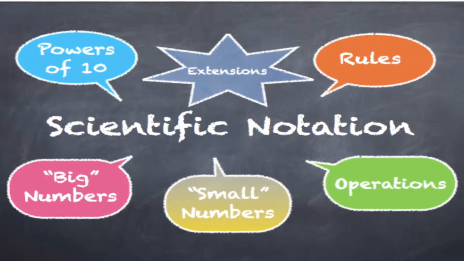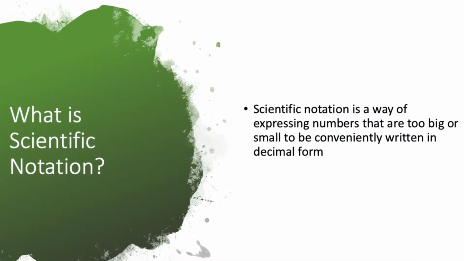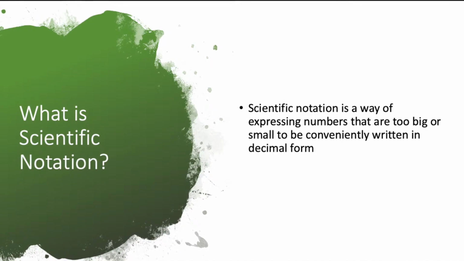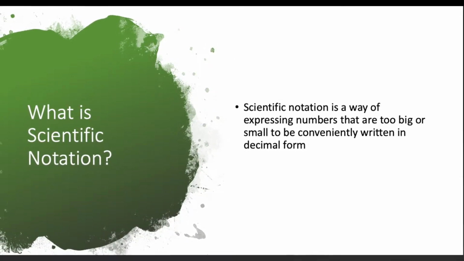This is an introductory lesson to scientific notation for Math 8. What is scientific notation? Scientific notation is a way of expressing numbers that are too big or too small to be conveniently written in decimal form.